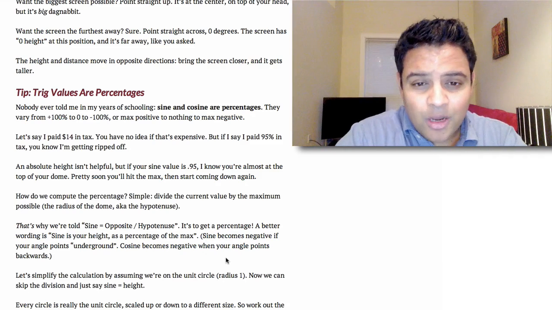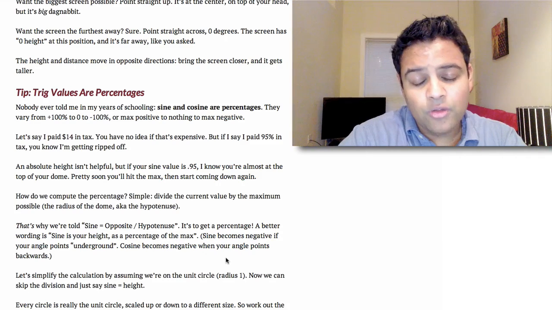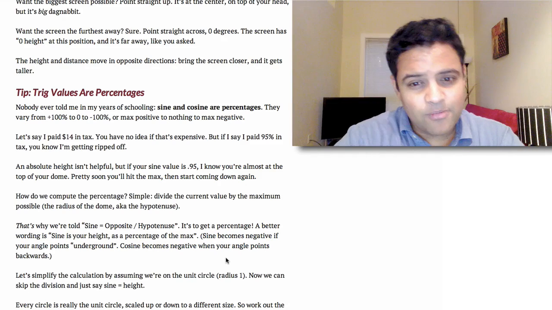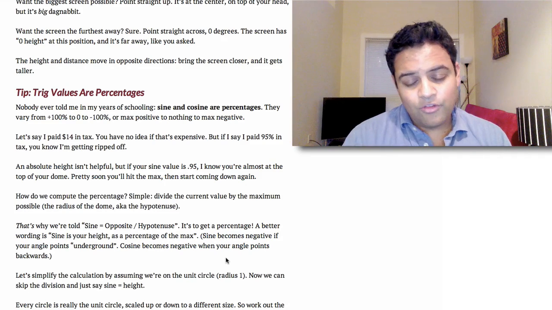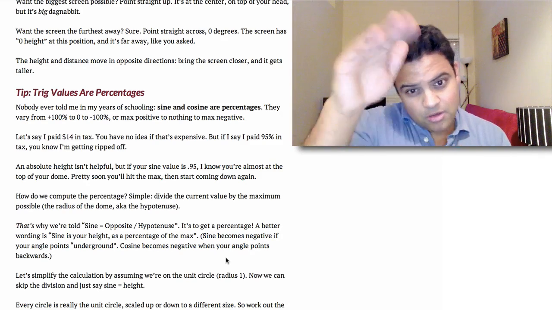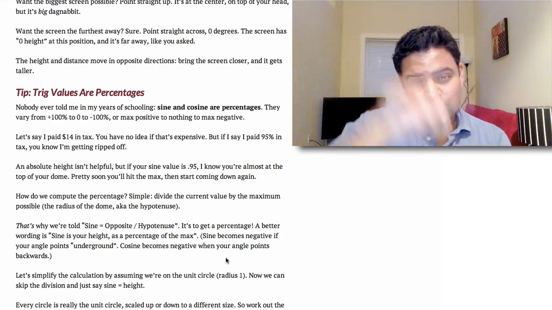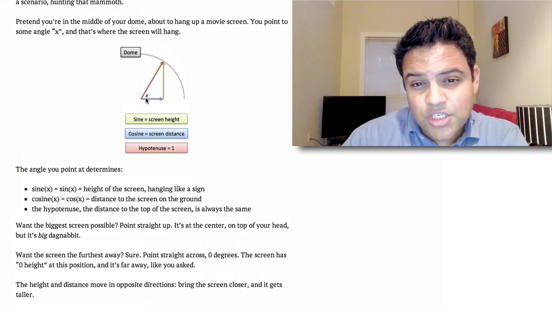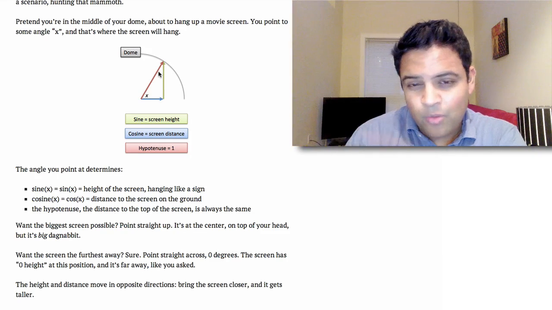So with trigonometry, instead of using absolute numbers, we all use percentages. And an easy way to work with this is to always imagine you're on the unit circle. If the radius is 1, if the hypotenuse is always 1 when you're going around, that means that the division to get the percentage is just divide by 1. You don't have to do anything.